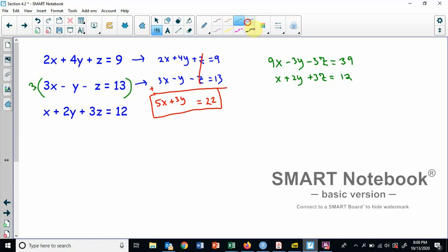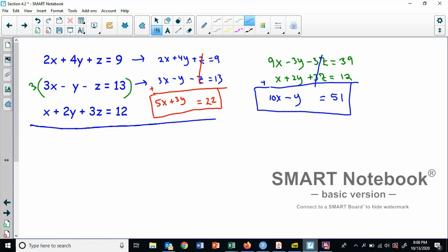Now I can do my elimination. Let's see, eliminate these. 9x plus x is 10x. Negative 3y plus positive 2y is going to leave me with negative 1y, or negative y. Negative 3z, positive 3z are opposites. They eliminate. And 39 plus 12, let's see, that will be 51. Yep, 51. So there is my system of equations. I hope I haven't made any mistakes. Those seem like big numbers, but that's okay. Big numbers can happen, right?